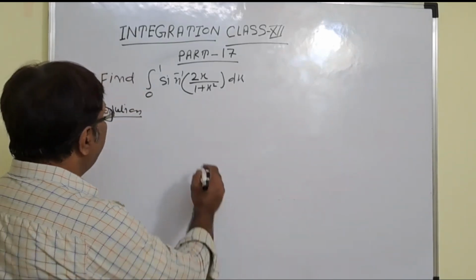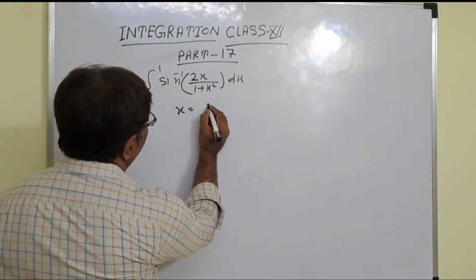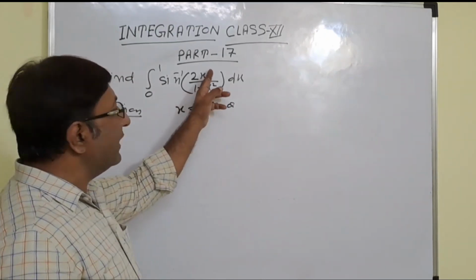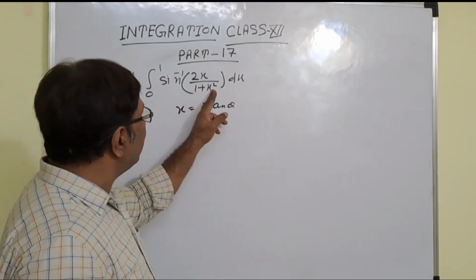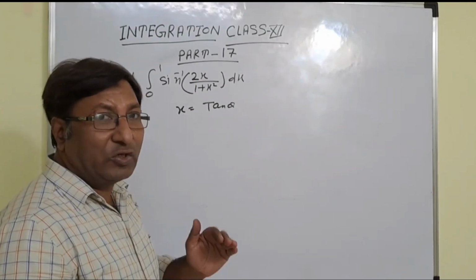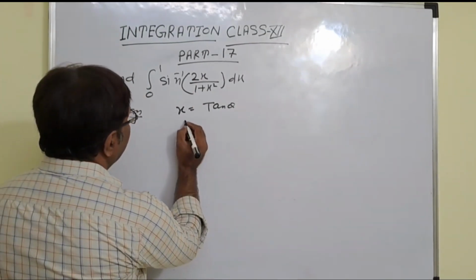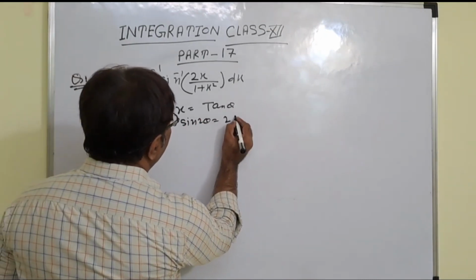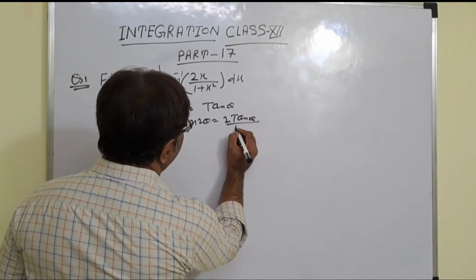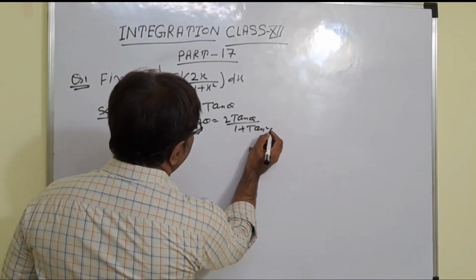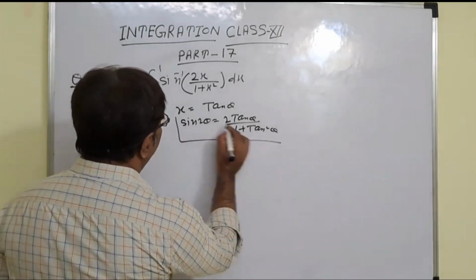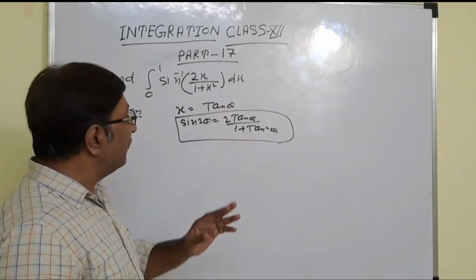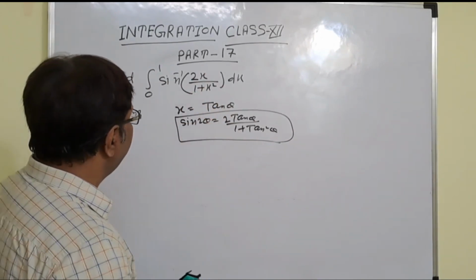So here put x equal to theta. So if we put x equal to tan theta, then you know that 2 tan theta upon 1 plus tan square theta is what? Sine 2 theta. So this is the formula, sine 2 theta is 2 tan theta upon 1 plus tan square theta. This is the formula of sine 2 theta, right? So if we put x equal to tan theta, we get 2 tan theta upon 1 plus tan square theta.